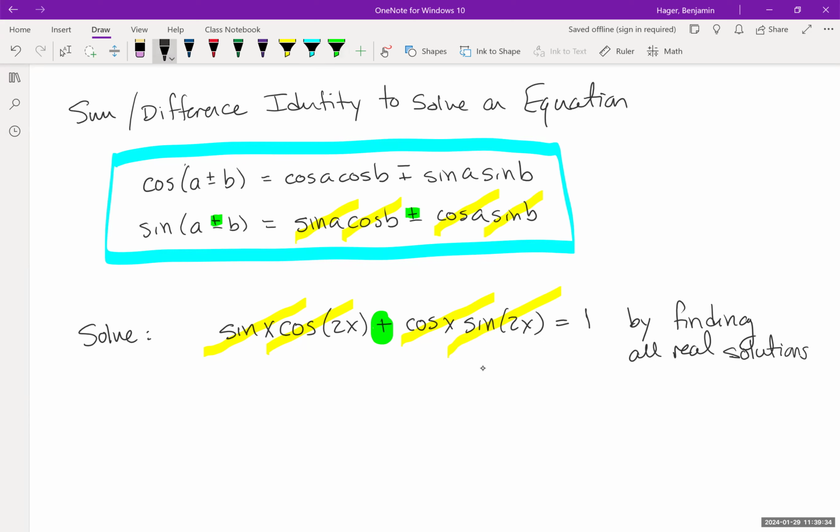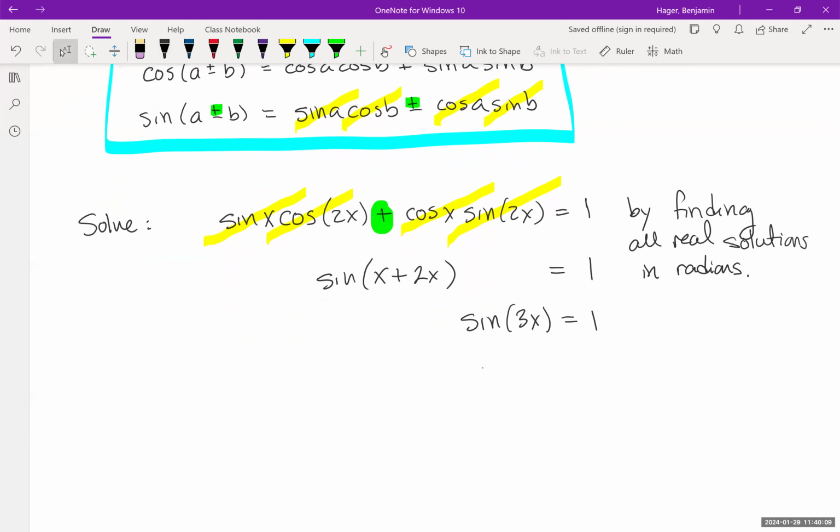So looking at that identity, we should be able to rewrite all of this as sine of angle x plus angle 2x, and all of that has to equal 1. So that means sine of 3x equals 1. And now this looks like a doable equation, something we've encountered before, just a multiple angle equation. Okay, and let's solve this in radians. All right, so the identity part is done. Now we just solve our equation.